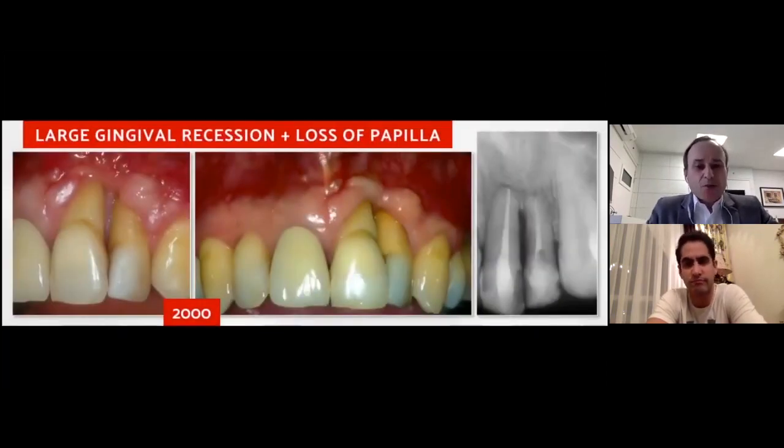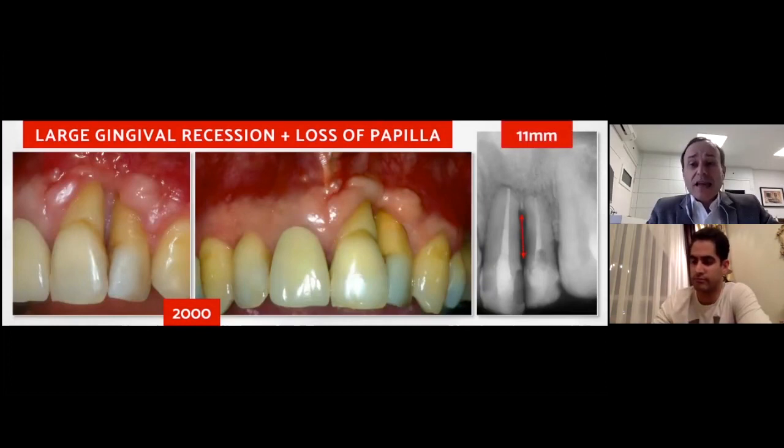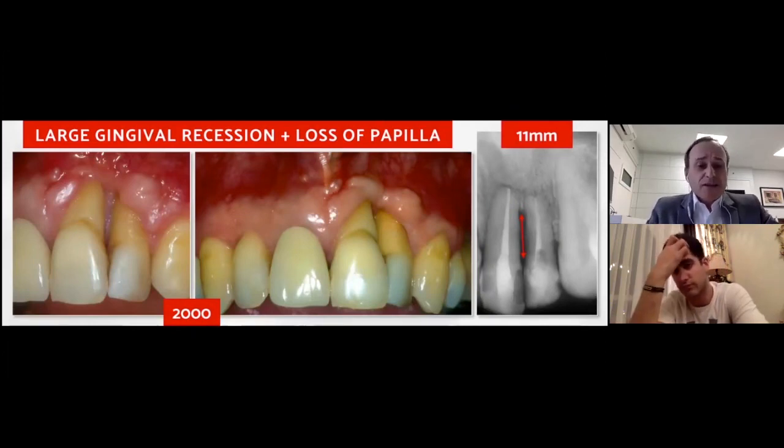This patient came to my friend's office in 2000, presenting a large gingival recession plus loss of papilla. You can see here the crestal bone loss of around 11 millimeters. And the patient was concerned about having his two teeth extracted. And my friend suggested, why not try to save these two teeth, and do some connective tissue procedure. Let's see what's going to happen.